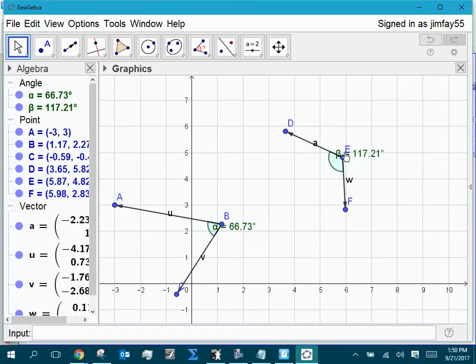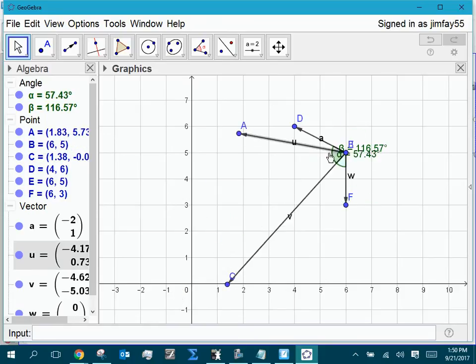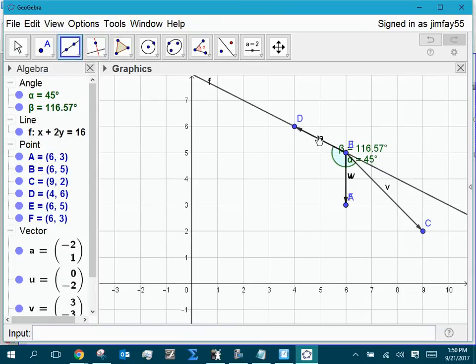So let's say that I start with something like that. Okay, that angle is 116.57, and I try to fit next to it or on top of it another angle that helps me create a straight line. So the straight line that I'd be looking for would be that line there.